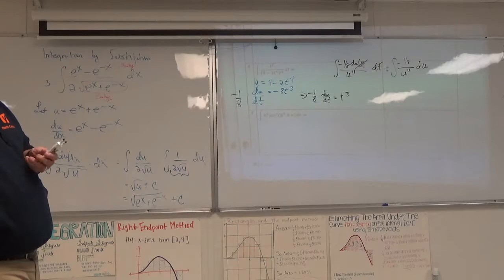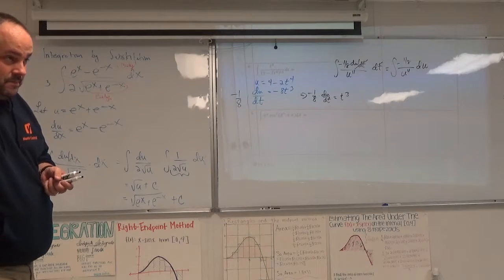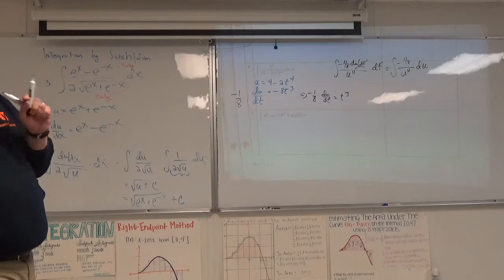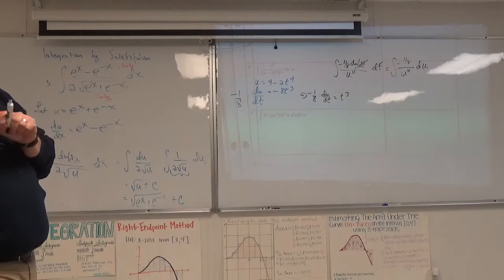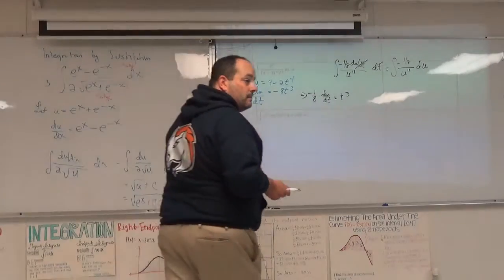So negative 1/8 divided by u to the 11th du shows up nowhere on an integration foldable. But get clever. What are some legal algebra or calculus things that you might be able to do to get this to look a little friendlier?